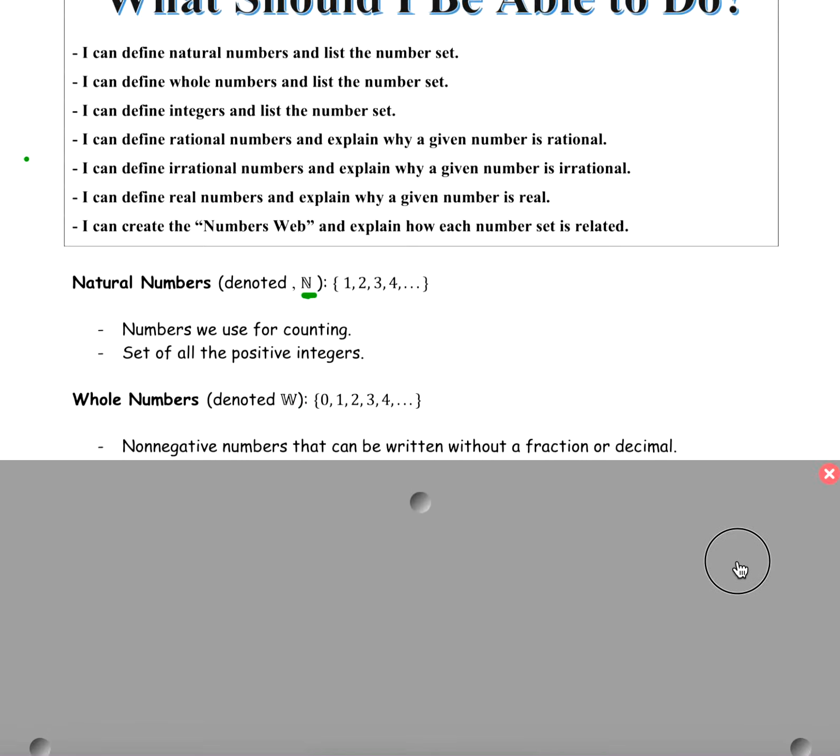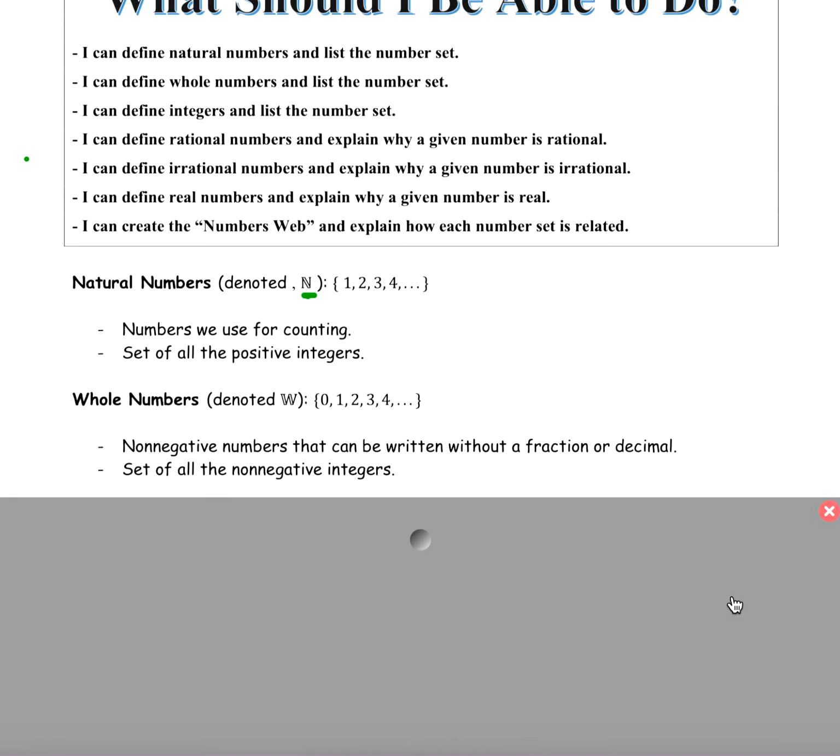The next numbers are whole numbers, denoted with the capital W, and they just include 0 with the natural numbers. So 0, 1, 2, 3, 4, and it keeps going. Definition: it's the non-negative numbers that can be written without a fraction or a decimal. Non-negative, 0 is neither positive nor negative, so when you say non-negative, that includes 0. It's a set of all non-negative integers. It can be written without a fraction or decimal. You could say 2 can be written as 2 over 1, which makes that a fraction, but it doesn't have to be written that way. We can write that as plain old 2.